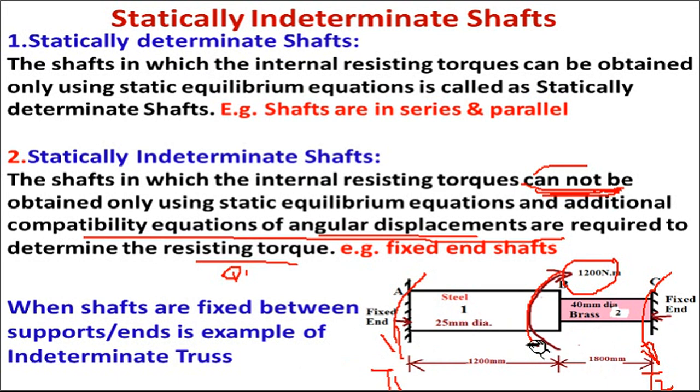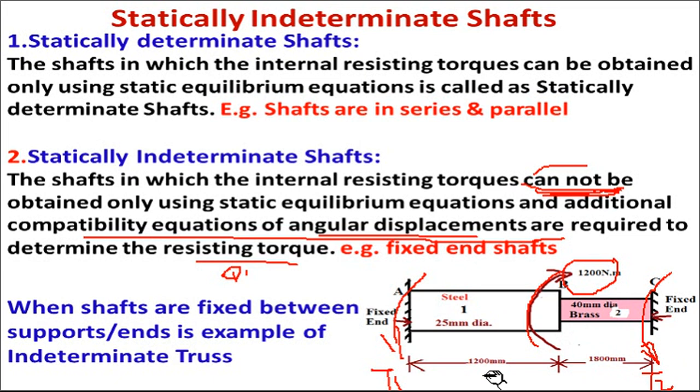If you want to show an example of a statically determinate shaft, just remove one of the fixed ends. Either remove A or remove C. If you remove one of the fixed ends, this will not be unknown now, it will be known. This T2 will not be unknown. Now all the torques applied on the rod are added, clockwise and anti-clockwise. Whenever one fixed end is removed, unknowns will be 3: two slopes and one torque will be unknown.